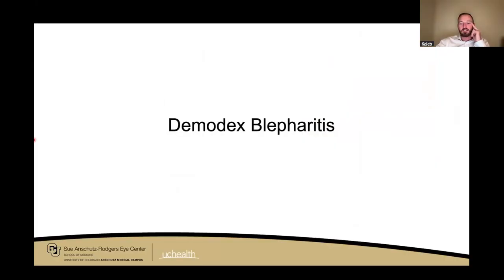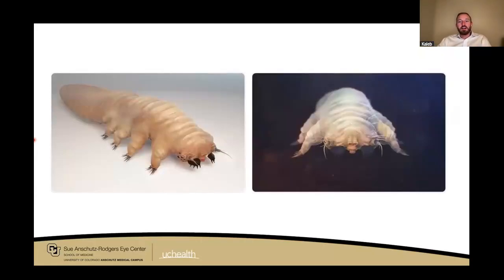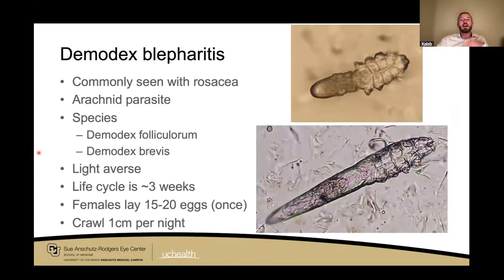But we can't talk about ocular rosacea without mentioning Demodex blepharitis. So Demodex are these eight-legged arachnids. On the ends of their 8 legs, they've got claws. They crawl into our meibomian glands. They crawl into our pilosebaceous glands. So we can have Demodex of the face, which we talked about with papulopustular rosacea, but you can also get Demodex of the eyelids as well. And they're oftentimes related. So we see that patients with facial rosacea have Demodex of the eyelids, just like they have of the face. So it causes a folliculitis and inflammation, and it doesn't respond well to typical treatments.